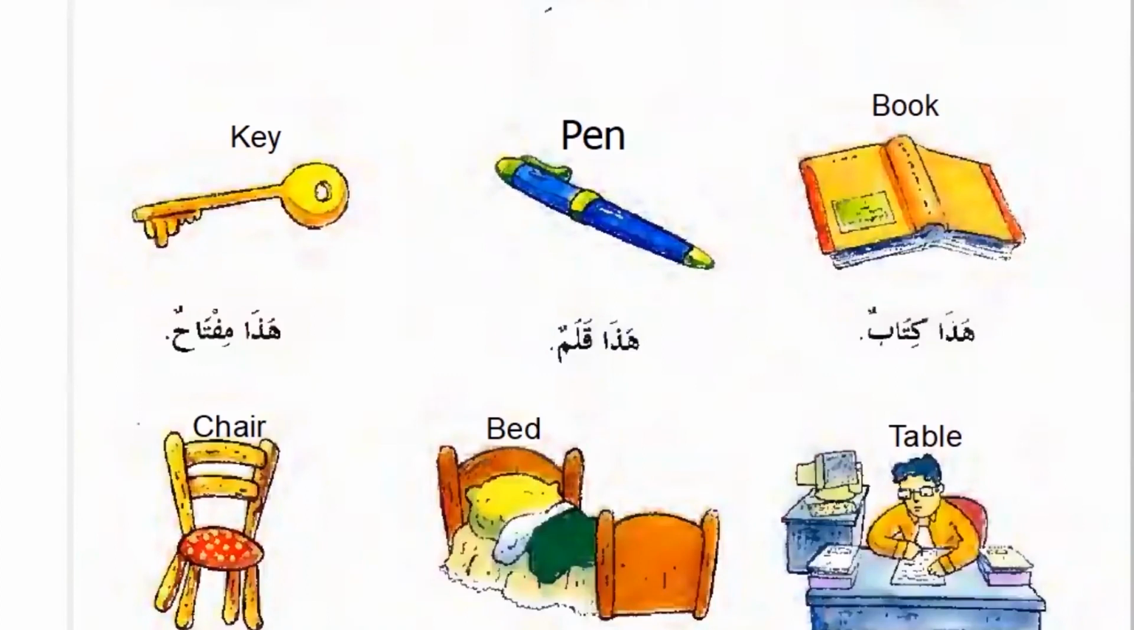Okay. So we have here haza kursiyun. This is a kursiyun. We all know what kursiyun means. A chair. This is a chair. Okay.